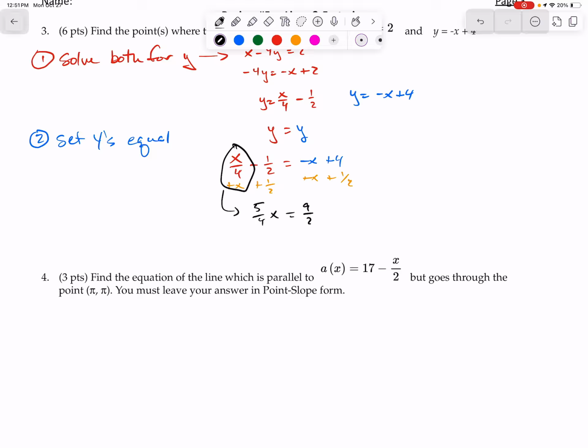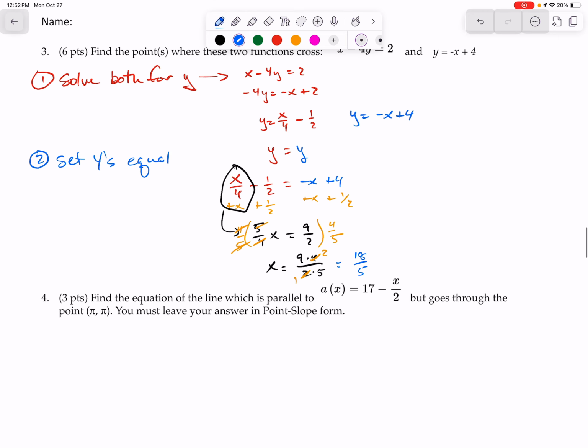That makes sense. That works. So I'm gonna multiply both sides by 4 over 5, so that those all cancel out, and I'm left with x equals 9 times 4 over 2 times 5. But we can cancel out a 2 there, so we get equals 18 over 5. So that's my x coordinate.